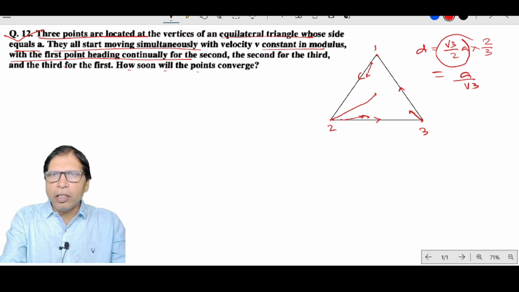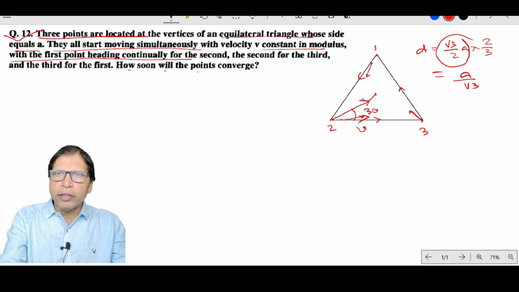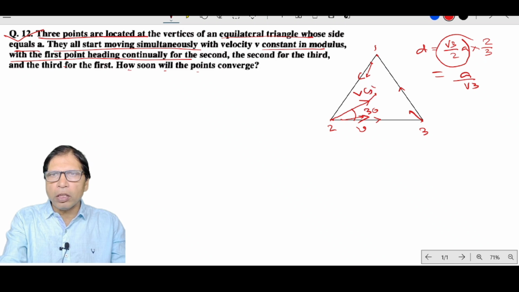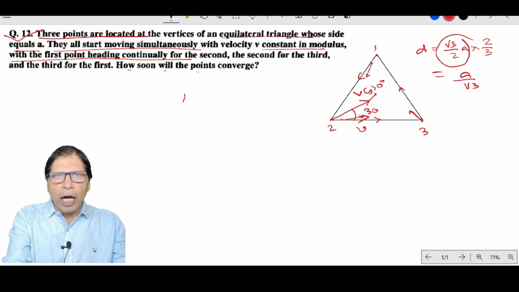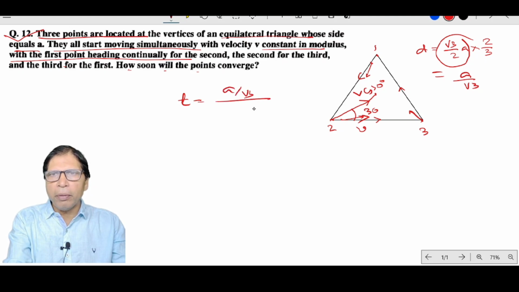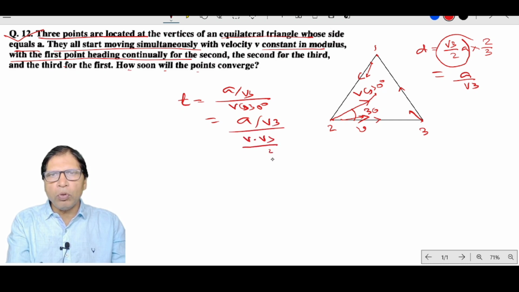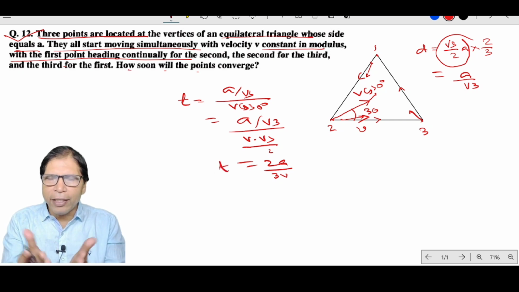Now the velocity of 2 along this direction is v, and this angle is 30 degrees. So the component of velocity towards the centroid is v cos 30 degrees. Therefore, the time to reach the centroid is t equals a by root 3 divided by v cos 30 degrees, which is a by root 3 divided by v into root 3 by 2. Therefore, 2a by 3v is the time to meet at the centroid.